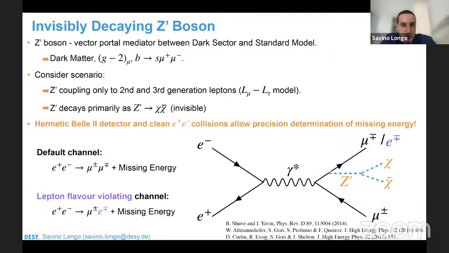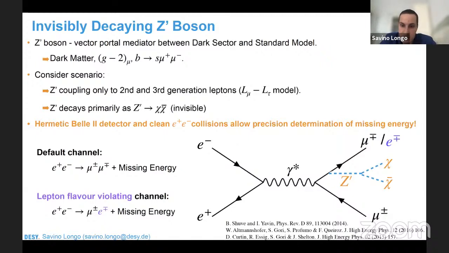Now in our search at Belle II, we've considered the scenario where the Z prime couples only to second and third generation leptons. In the literature, this is discussed as the L mu minus L tau model. We also focus on the case where the Z prime decays primarily invisibly, to two dark matter particles, and then it would show up as missing energy in our detector. Because we have a hermetic detector and a clean electron-positron collision environment, we can have a precise determination of missing energy. So this type of search is ideal for the Belle II setting.